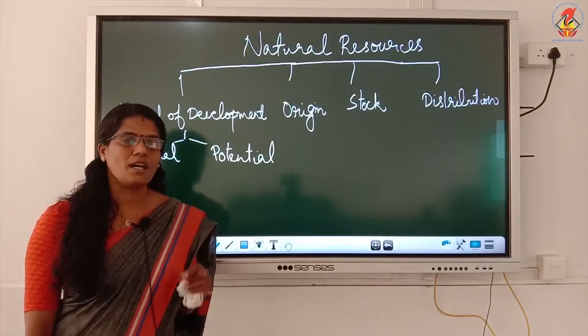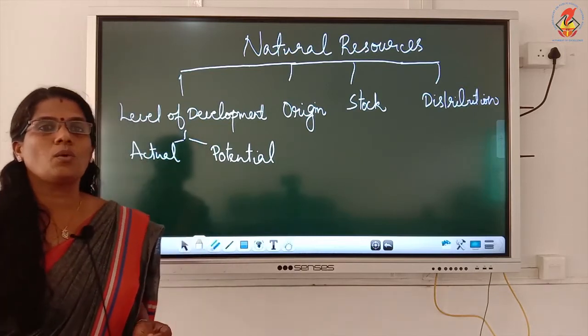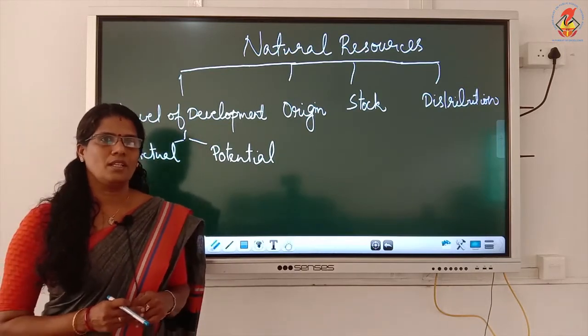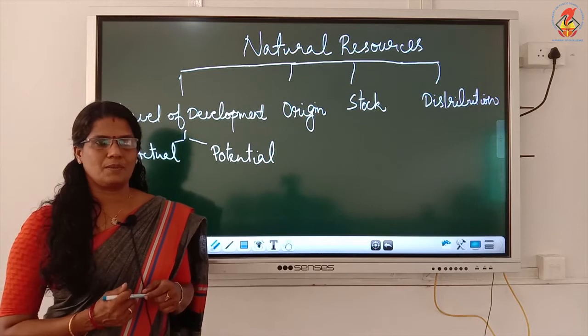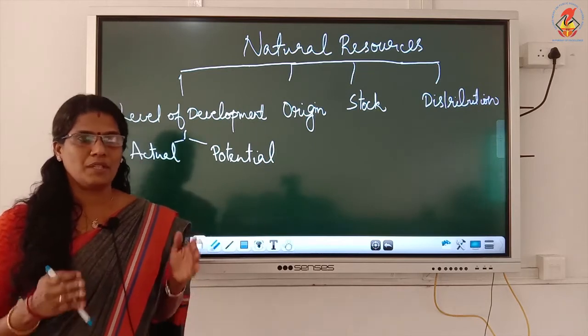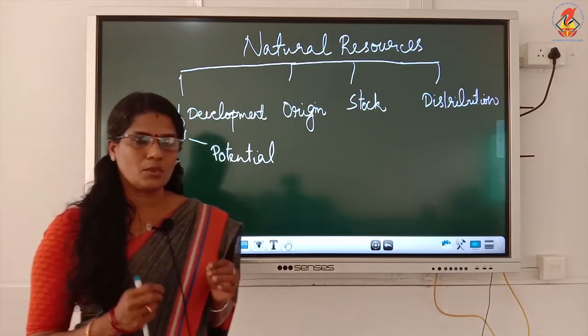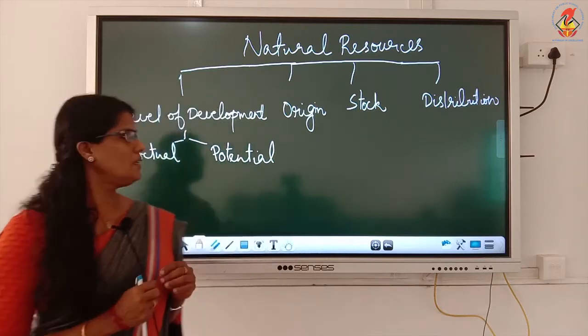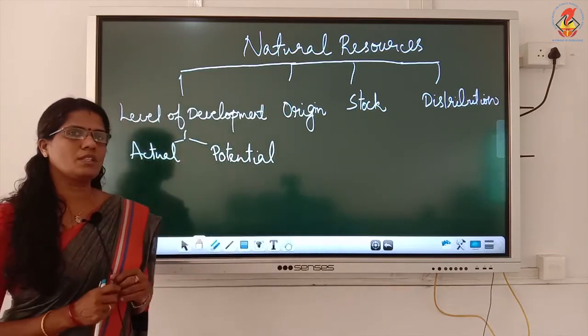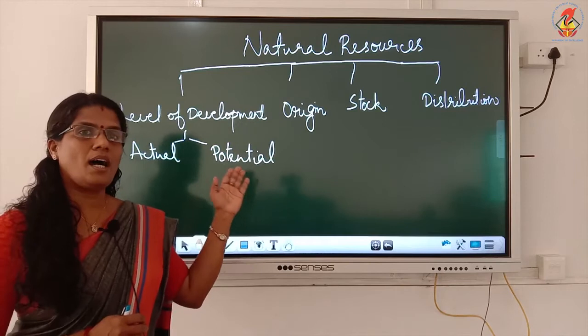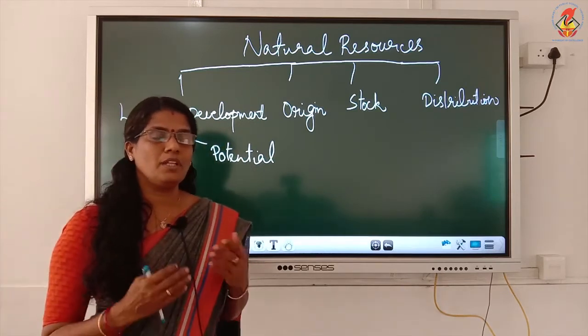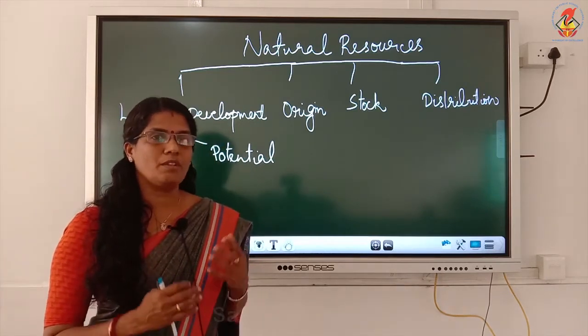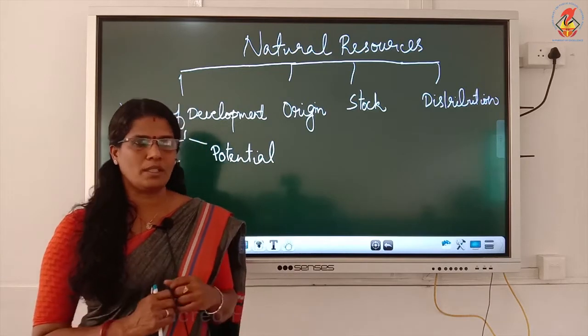Actual resources are those resources whose quantity is known to us. That is, they are used in the present. We are using them at present. The quantity of these resources is known to us. Coming to potential resources, these resources are there in nature, but we don't know how to use them. Actually, we don't have enough technology to utilize them.